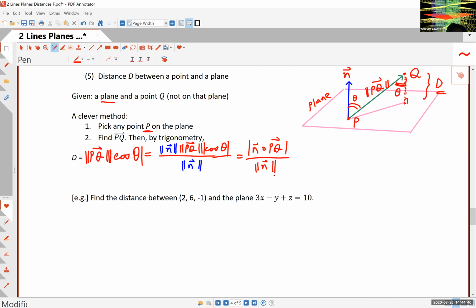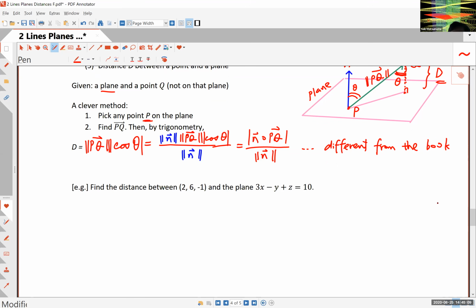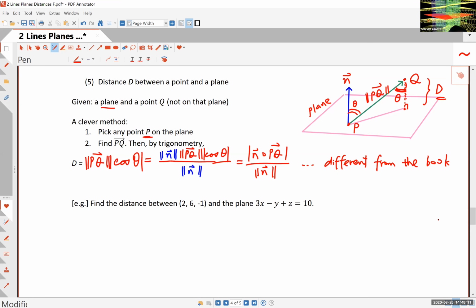This is how you find the distance between the point Q and the plane, on which Q does not lie. This, by the way, is slightly different from the book. I prefer this one because it is first elegant. I am biased, I like beautiful things, and you should too. There are other formulas, but this is probably the best way to figure out the distance between a point and a plane.